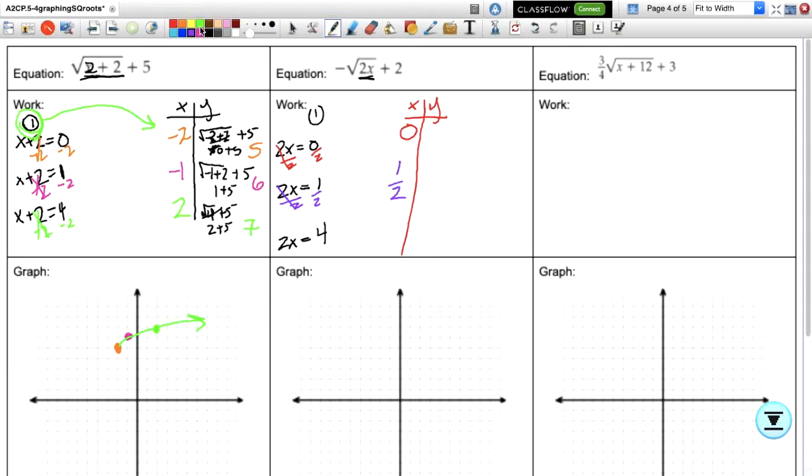And then my last one here, I'm going to divide by 2 on each side, and 4 divided by 2 is going to give me a nice number. x equals 2 for my last one.